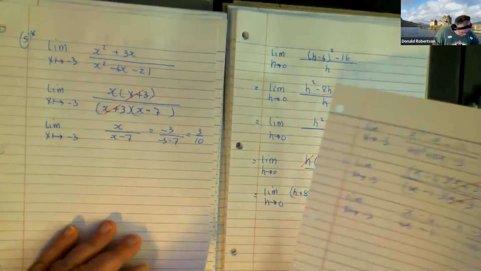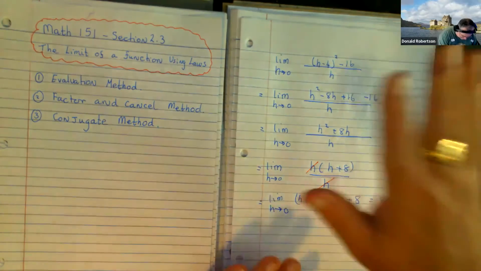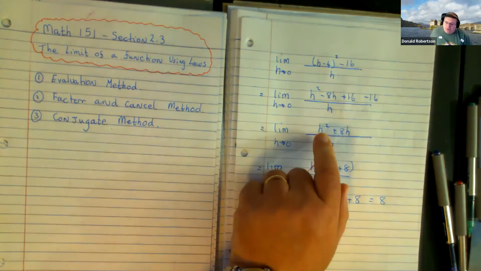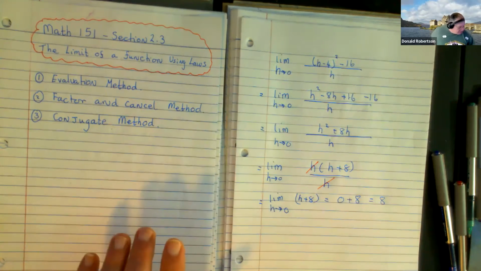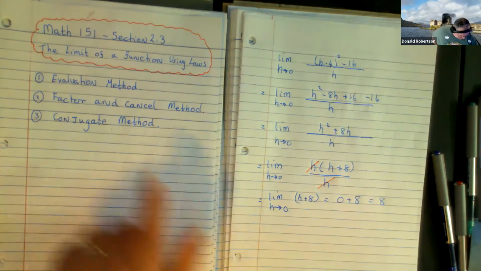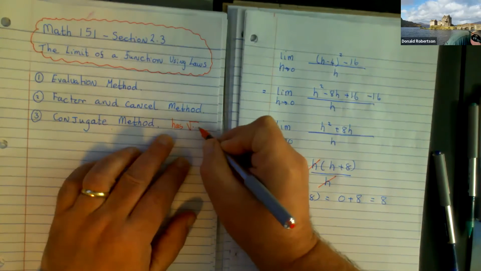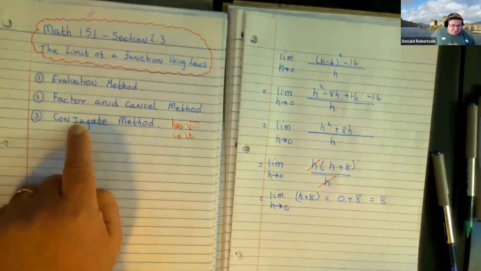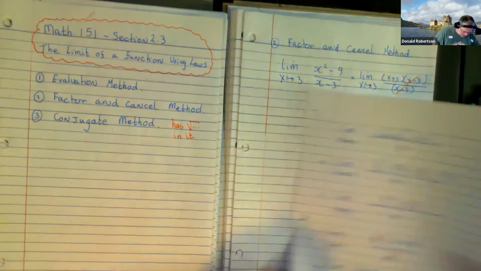There's one more method that we haven't tackled yet, called the conjugate method. So let me tell you when you should use the factor and cancel, and when you should use the conjugate. When your expression has a square root in it, none of the ones we've done have them yet, use the conjugate method. If it doesn't have a square root in it, factor and cancel. So that's the way you tell.